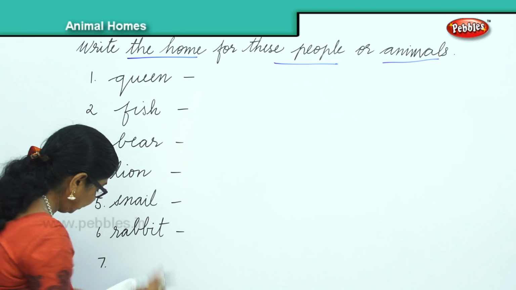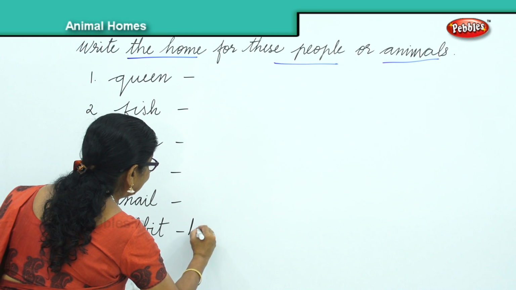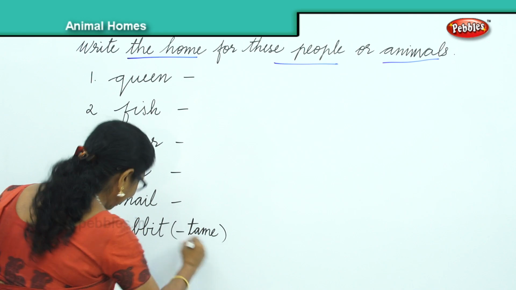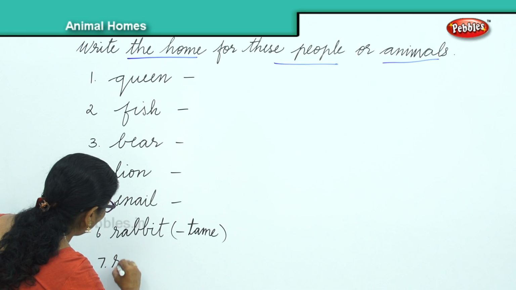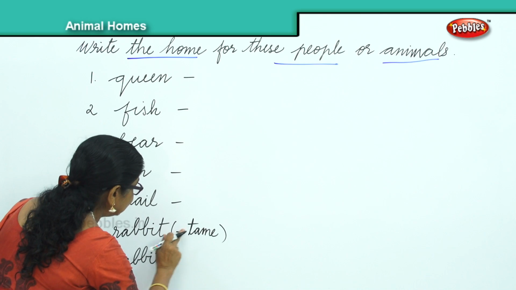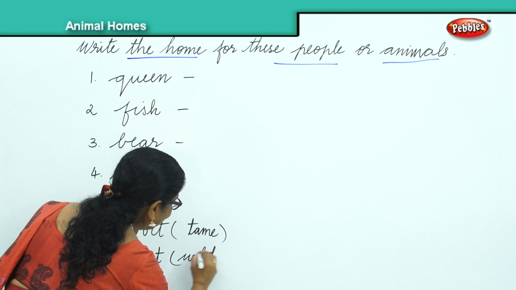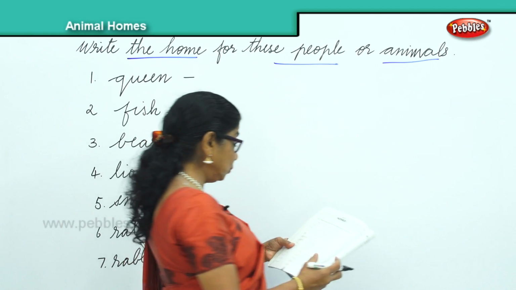And we have rabbit tame one and we have rabbit wild ones. Both have different homes. That's what we are going to learn now. So this is a tame one and we have the wild one. Both have different names for their homes.